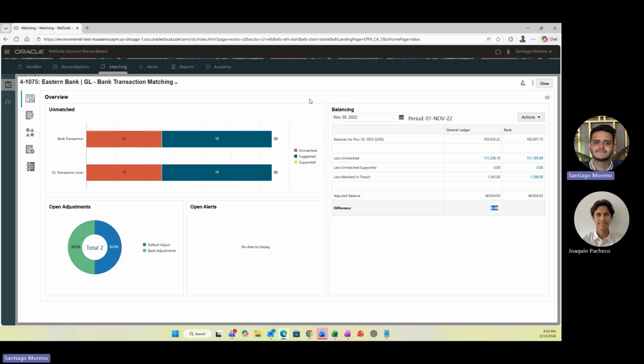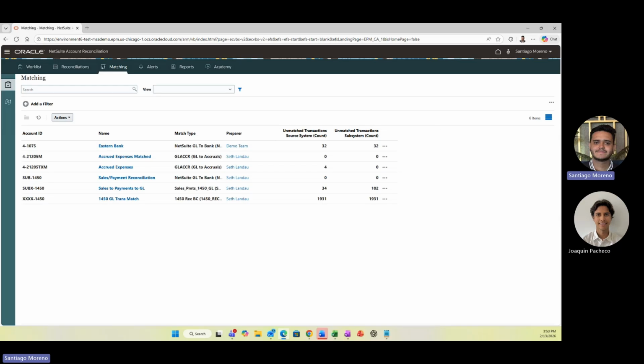So I think in here we have covered the three types of reconciliations that we got. And we also covered how transaction matching gets involved in those balance comparison types of reconciliations. And that's it.